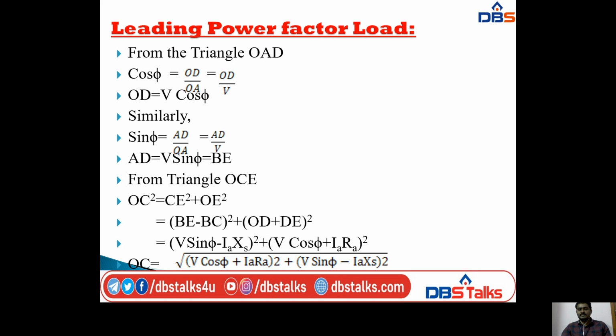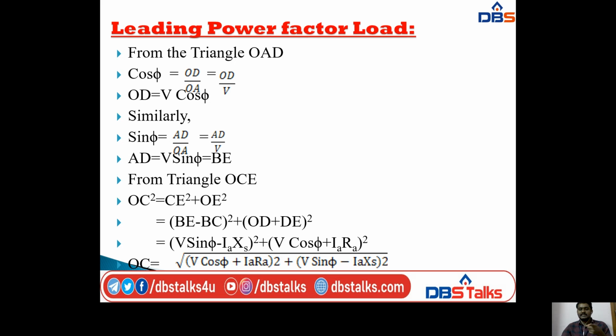Similarly, from the triangle, sin phi is equal to AD by OA, that is equal to AD by V, since OA is equal to V. From this I am writing AD is equal to V sin phi. So from the phasor diagram, AD is equal to V sin phi, that is equal to BE.